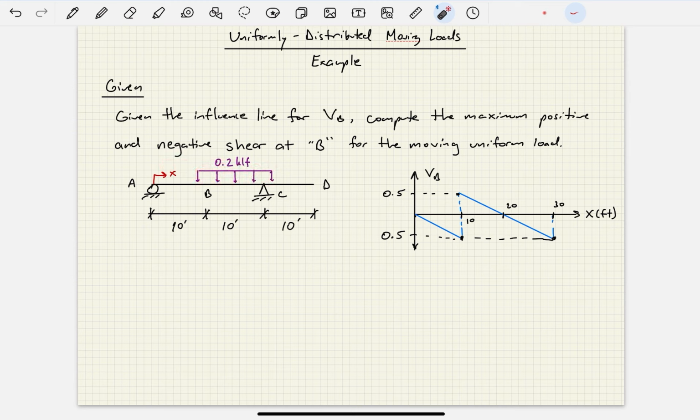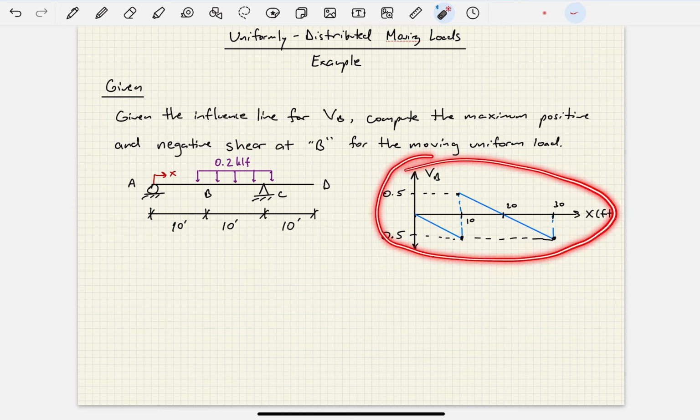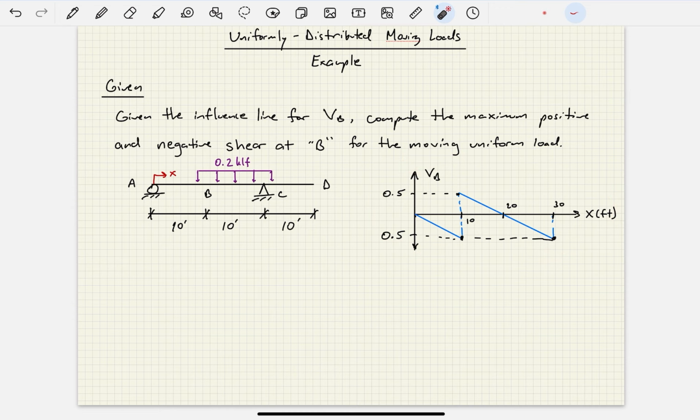Now, in this particular example, we were already given the influence line. So the great thing about this is we don't have to do all the front work to get the influence line like we did in the previous problem. The influence line's already given to us, so that's going to cut down a lot of the work. So the question becomes, how do we answer what's being asked of us? Compute the maximum positive and negative shear at B. Well, this problem is pretty deceptively easy once you know what you're looking at.